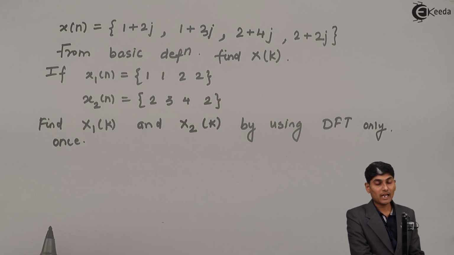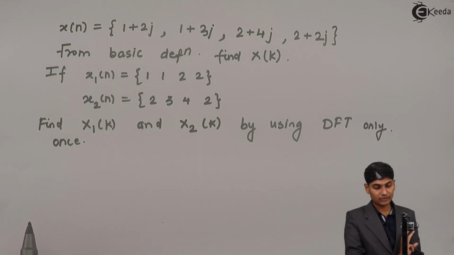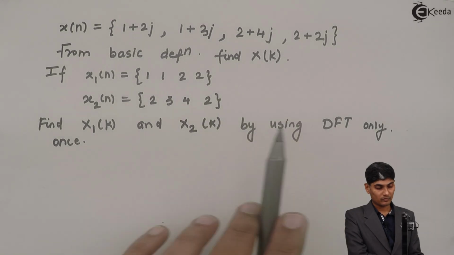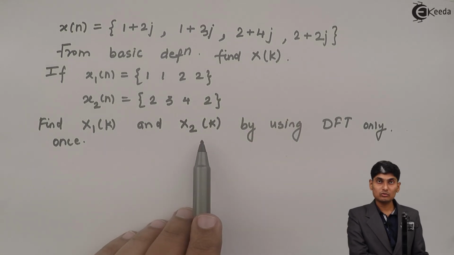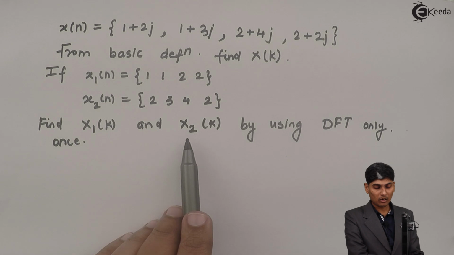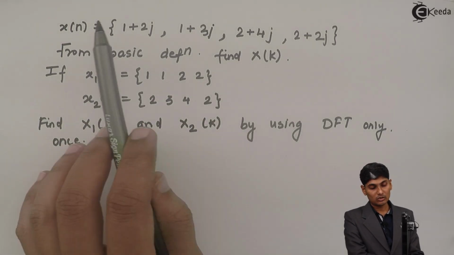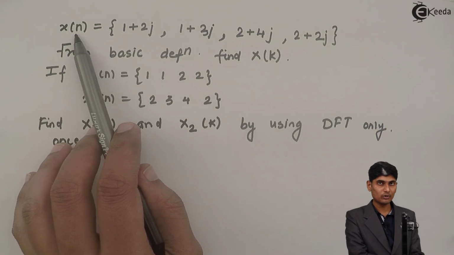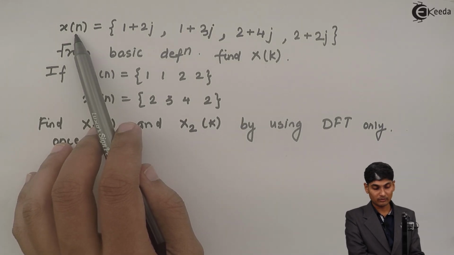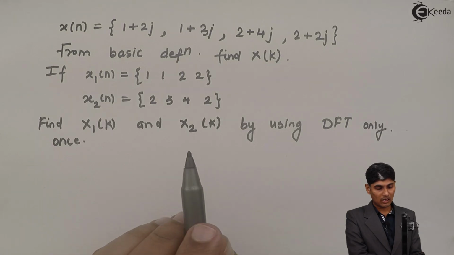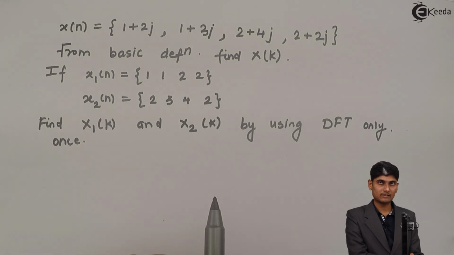So now we are actually required to find three sequences: x of k, x1 of k and x2 of k. But in the problem it has been mentioned that I can use the definition only once. That is, when I am finding the sequence x of k using x of n as an input, that time I can use the definition. Rest of the time I need to use properties.